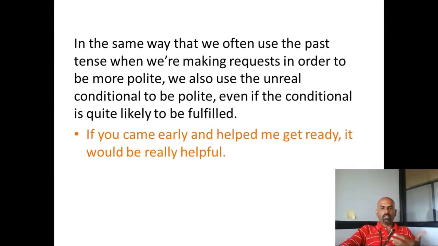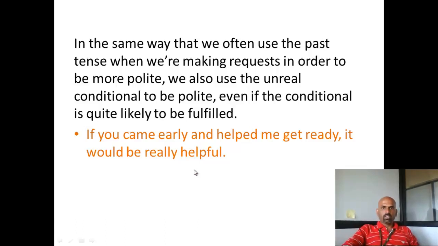If you came early and helped me get ready, it would be really helpful. This is very simple. You have used two sentences in the past. You can call it a compound sentence. If you came early and helped me get ready, it would be really helpful. It's something unique: you can use past tenses in both verbs. Look at that, came and helped, and would plus be in the main clause.